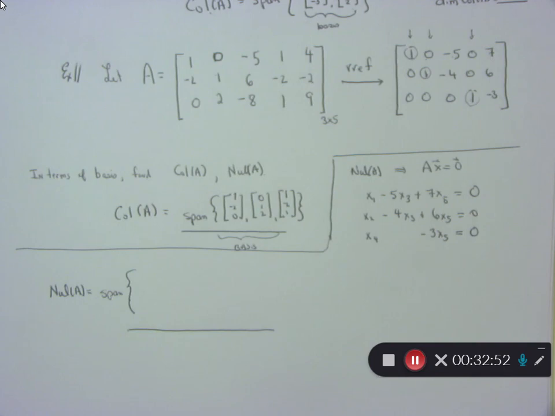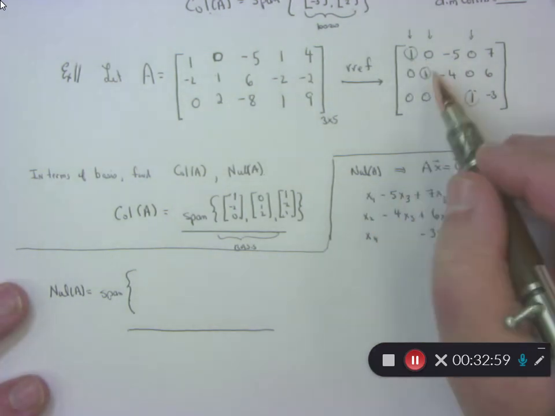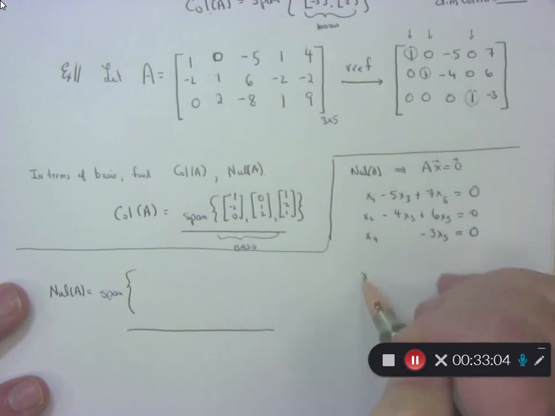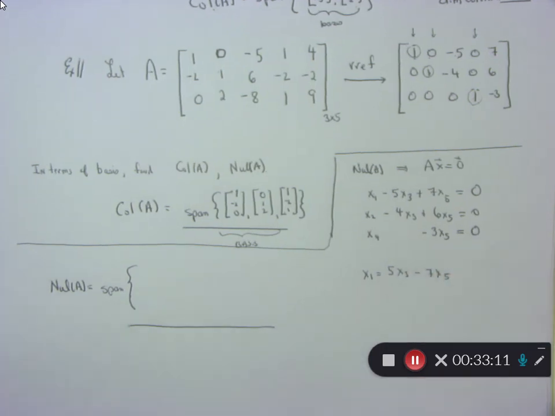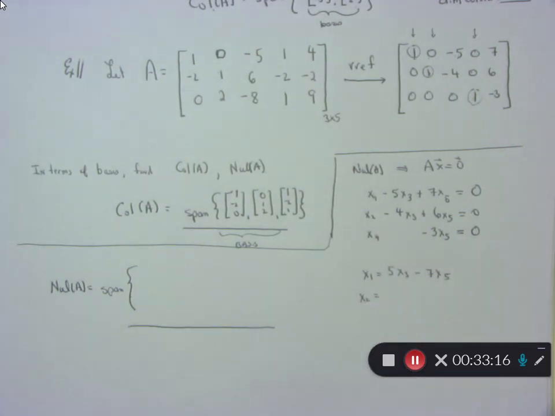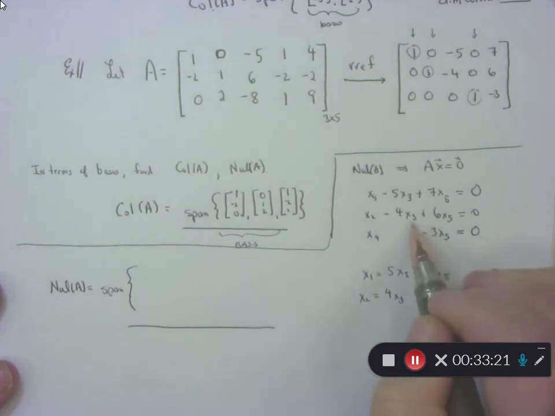Now, how do we find the null space? Same thing as what you had on your last test. You solve for the pivots. Who are my pivots? x1, x2, and x4. So these are the pivots. So x1 would be equal to, moving to the other side, 5x3 minus 7x5. Solving for the pivot. x2 would be equal to 4x3 minus 6x5. Solving for the pivot.